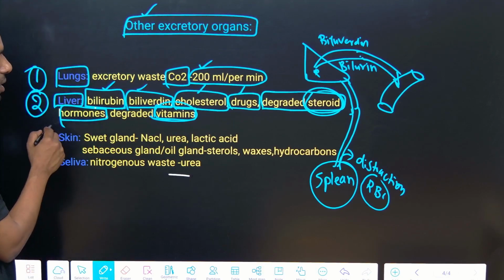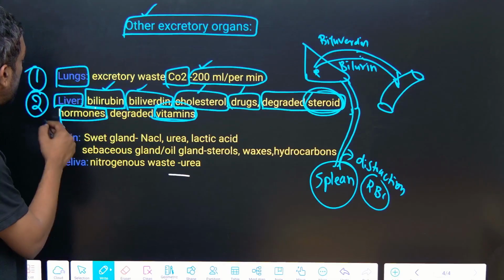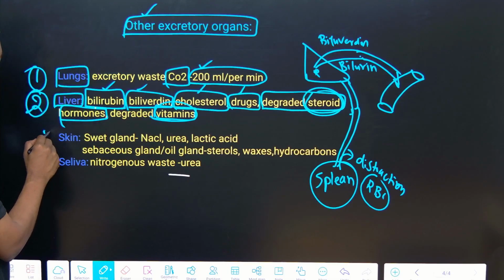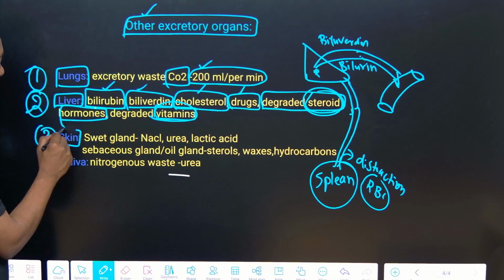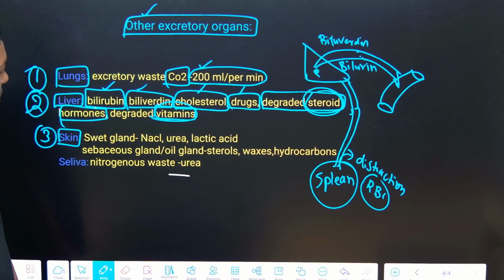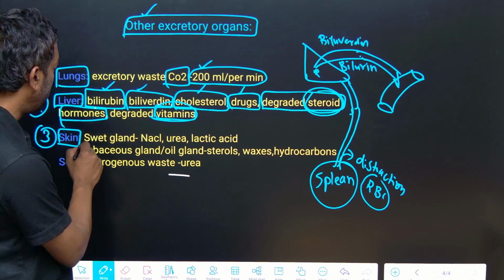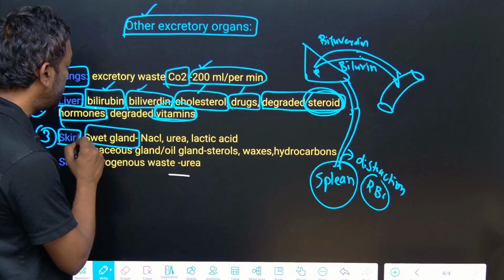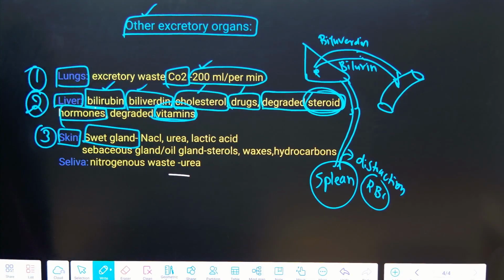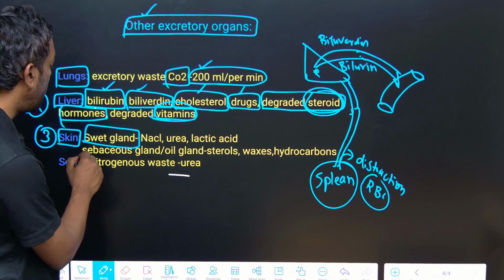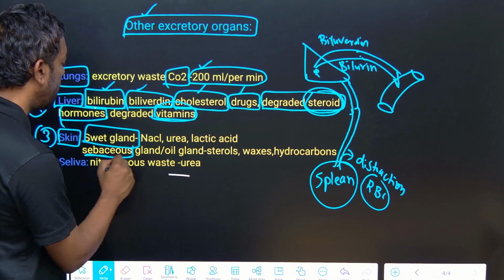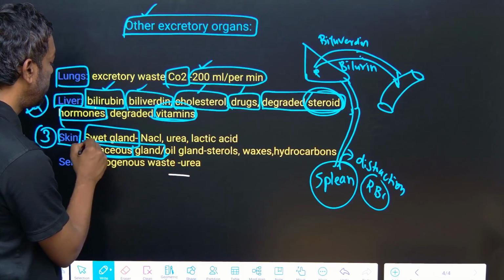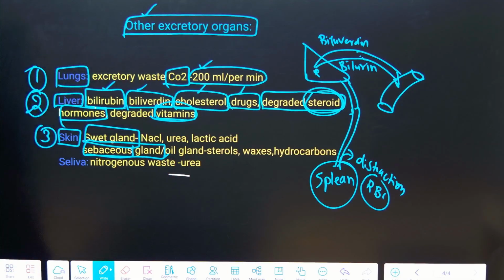Okay, this is liver, also one of the excretory organs. And the third one, skin, has two types of glands. One is the sweat gland and one is the sebaceous gland.